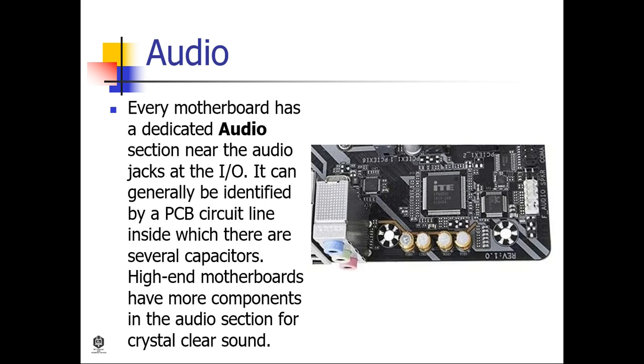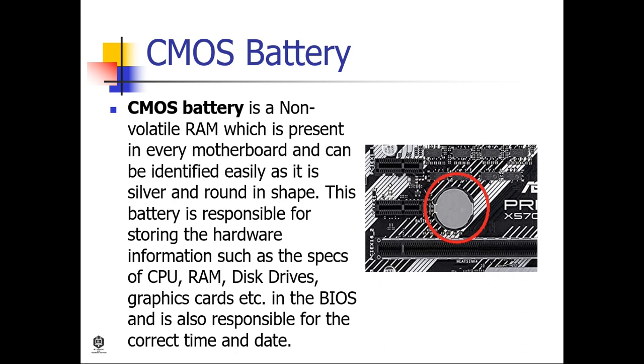Next, the audio. Every motherboard has a dedicated audio section near the audio jacks at the I/O. It can generally be identified by a PCB circuit line inside which there are several capacitors. High-end motherboards have more components in the audio section for crystal clear sound. CMOS battery. CMOS battery is a non-volatile RAM which is present in every motherboard and can be identified easily as it is silver and round in shape. This battery is responsible for storing the hardware information such as the specs of CPU, RAM, disk drives, graphic cards, and so on, in the BIOS, and is also responsible for the correct time and date.